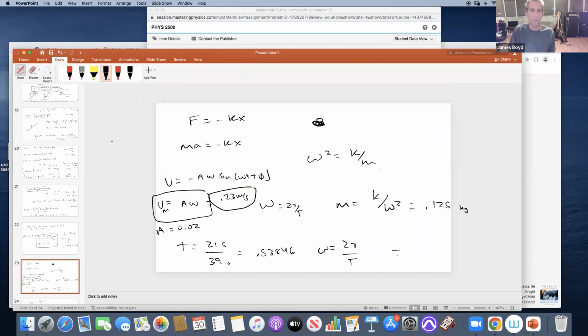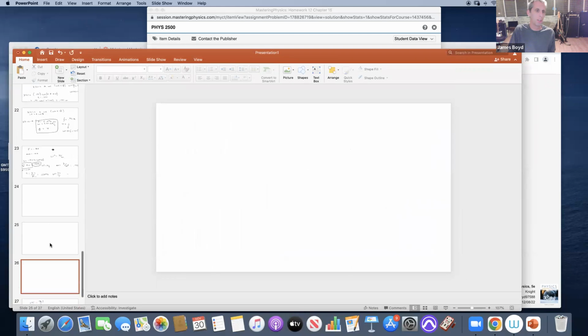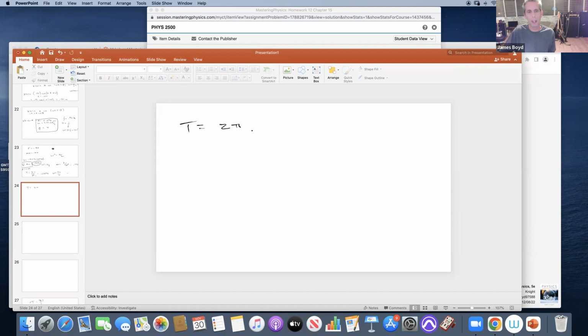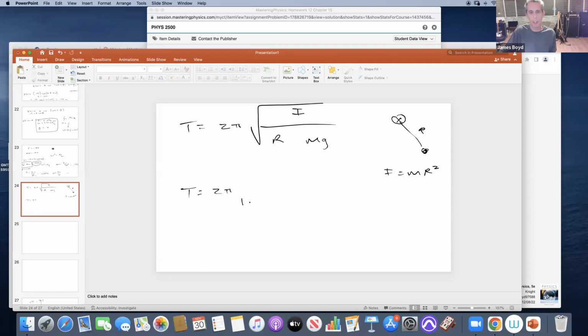All right, so pendulum. We just talked about this today, but the pendulum period is 2 pi square root of I over radius of gyration times mg. For a simple pendulum, we're going to assume a point mass. I is mr squared, and the radius of gyration is r. So the T is 2 pi square root of mr squared over r mg, or 2 pi square root of r, sometimes they call it L because it's the length of the string, L over g.